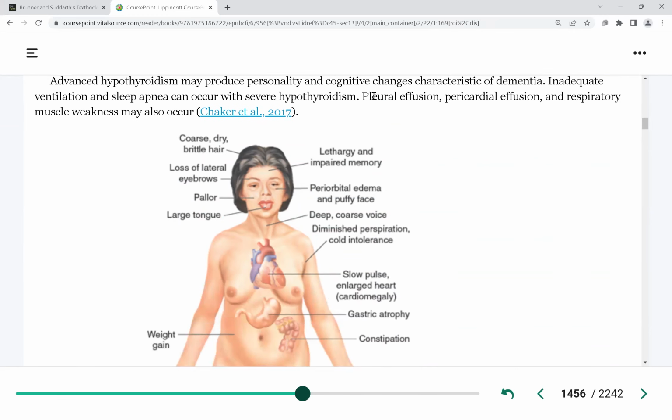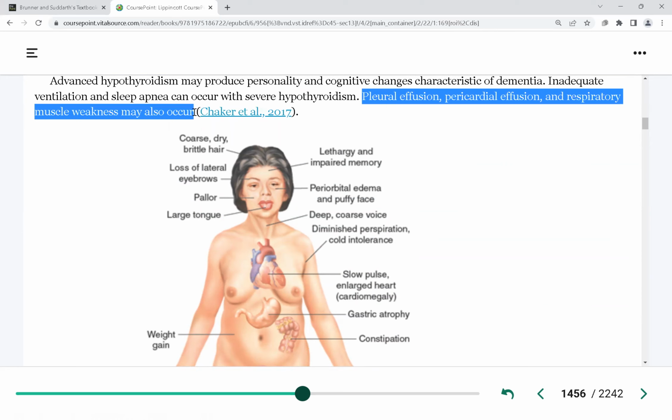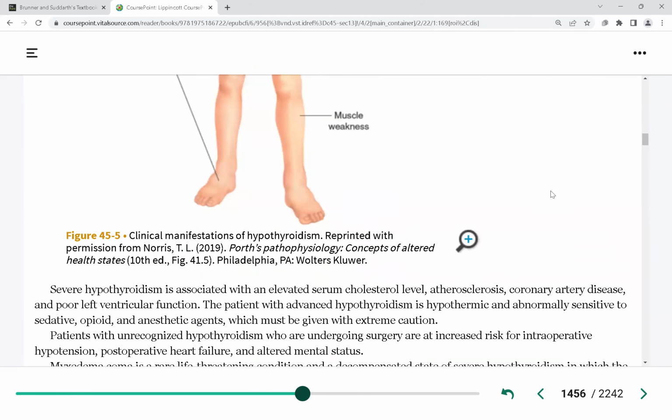Right. So these are some of the complications related to hypothyroidism. Pleural effusion is the accumulation of fluid in the pleural cavity, meaning the sac around the lung, and the sac around the heart will also have fluids. As already mentioned, everything is slow. So if you have muscle weakness, there's also weakness in the diaphragm. So the breathing muscle is also weak here. There could be respiratory failure in these patients.